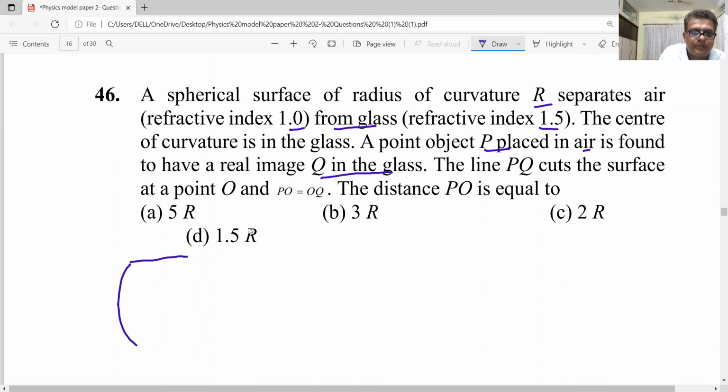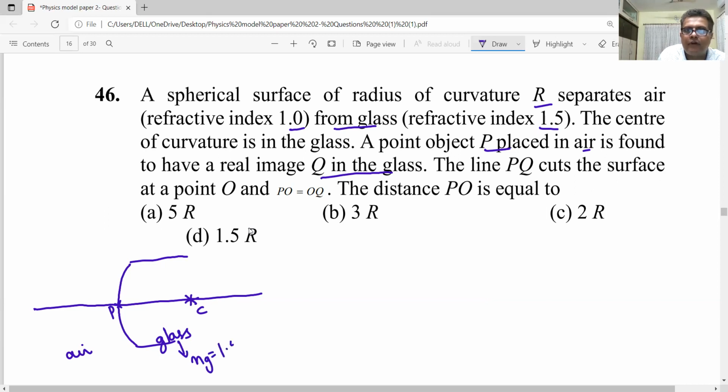Yes, this is the surface. Let us assume that this is glass and this is air. How do we take it? Because they have told me that the center of curvature lies in the glass. So this is nothing but your principal axis, right? Refractive index over here is mg, which is equal to 1.5. Air refractive index is of course not given also, I write it as 1.